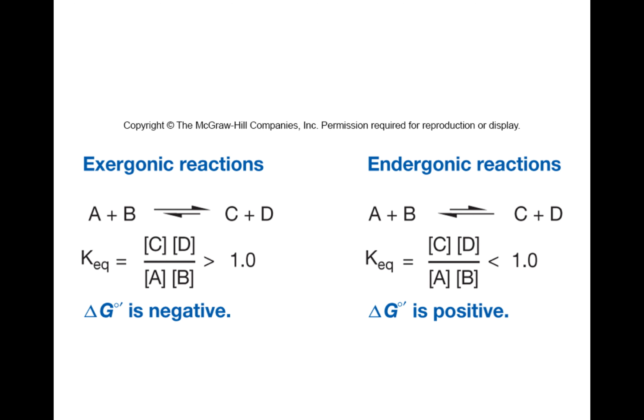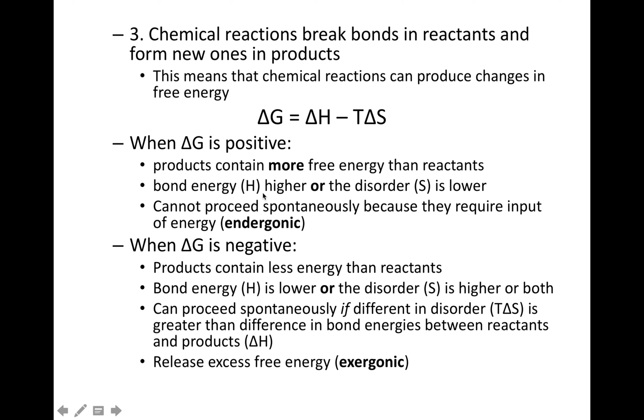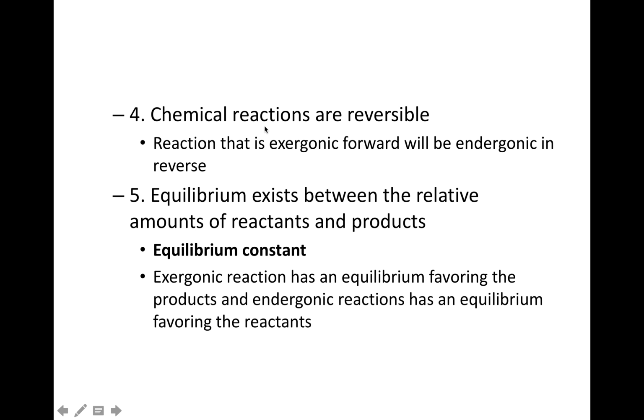So another summary. This one's looking at equilibrium. You know what, I'm just going to skip this slide because I think this slide does a great job just saying, how do you get a positive G or a negative G? Okay, now chemical reactions are reversible, and it just means that if it's exergonic when you go in one direction, when you go in the opposite direction, it's going to be the opposite. So it's going to be endergonic in reverse. And then when you reach delta G is 0, then you have equilibrium.